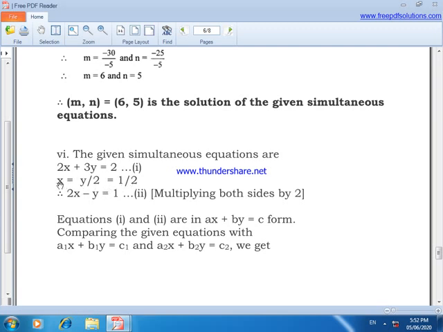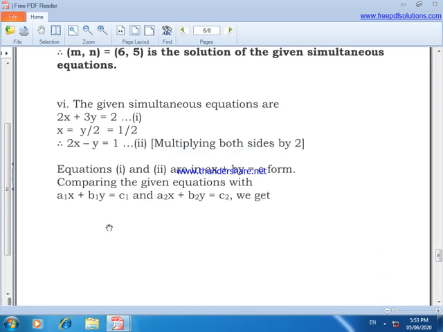Multiplying x by 2 we get 2x, multiplying y upon 2 by 2 we get y, the 2 gets cancelled, and here also the 2 gets cancelled. So our new equation becomes 2x minus y = 1. The equation is x = y upon 2 minus 1 upon 2, so by multiplying each term by 2, x multiplied by 2 is 2x, then minus y upon 2 multiplied by 2, the 2 gets cancelled. So here only y and here only 1.